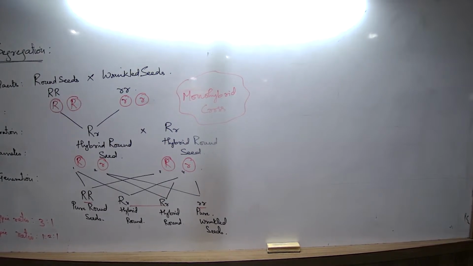For monohybrid cross, we had learned 2 laws. One was the law of dominance. What was the statement of the law of dominance? Out of a pair of contrasting alleles in the F1 hybrid plant, the allele that expresses is dominant and the allele that remains suppressed is recessive. Now explain it in your own language.